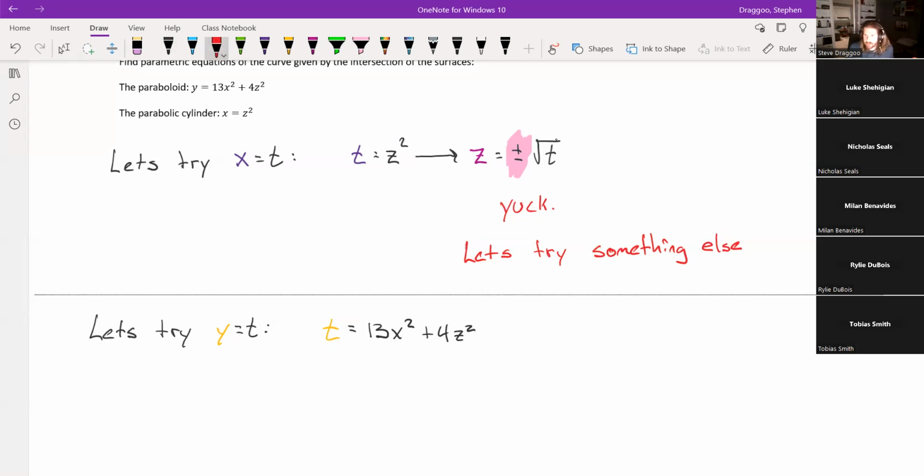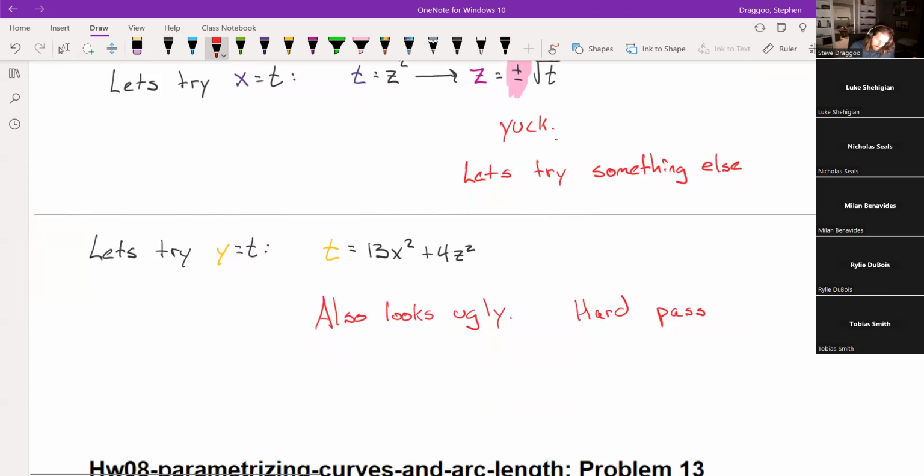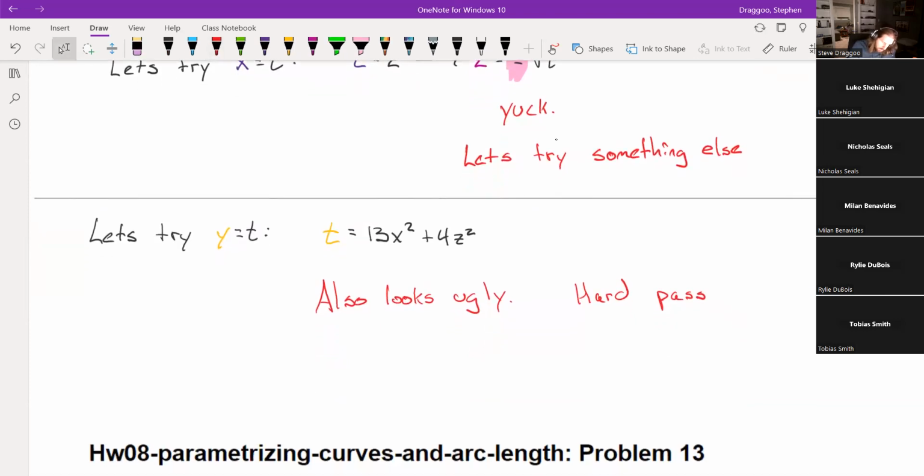That looks pretty bad. I still have two variables left over. I could start trying to replace them, like x is z squared, so I could have 13z to the fourth plus 4z squared equals t. But that also looks ugly. Hard pass. That was worse than the last one. So I don't want to do that. Meaning I should try another parameterization.